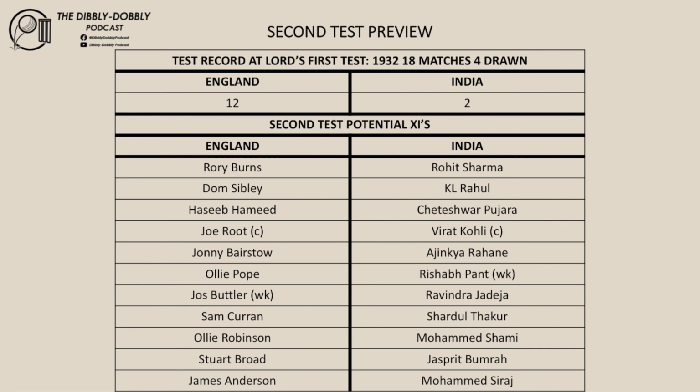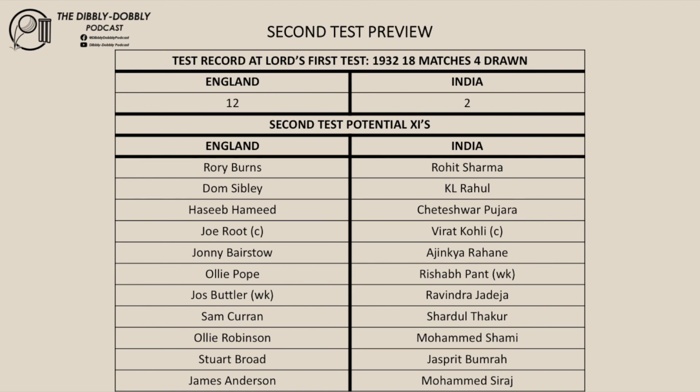4 of them have been drawn. England have won 12 and India have won 2 of those test matches. Let's have a look at both teams' potential 11s for the second test at Lords. We'll start with England. Burns, Sibley, Hamid, Root, Bairstow, Pope, Butler, Sam Curran, Robinson, Broad and Anderson.